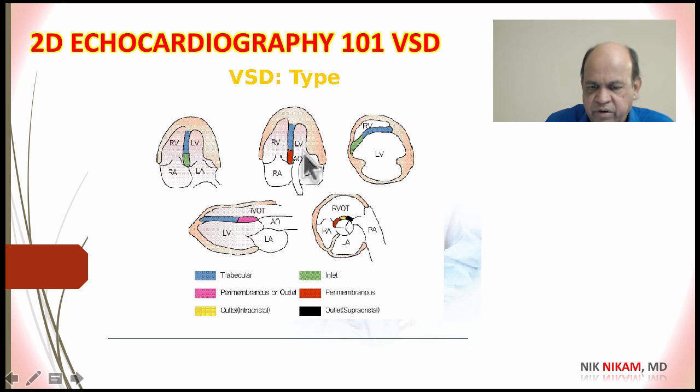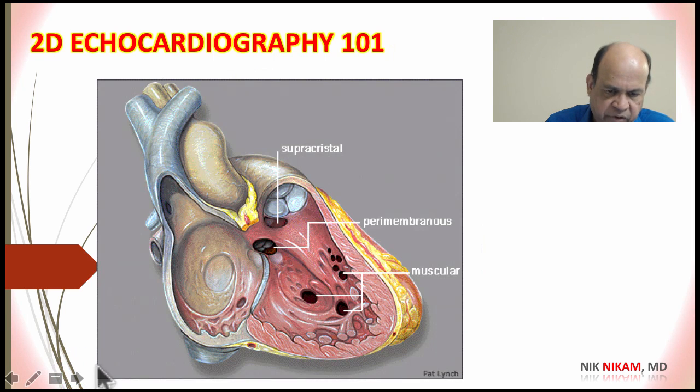There are several different types of ventricular septal defects. The most important one is the membranous type of ventricular septal defects, which happens at the junction of all the 4 chambers. And then we have the muscular ventricular septal defect, which represents the interventricular septum. Let's look at some echocardiographic examples.